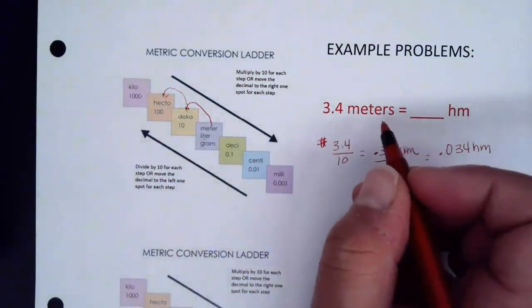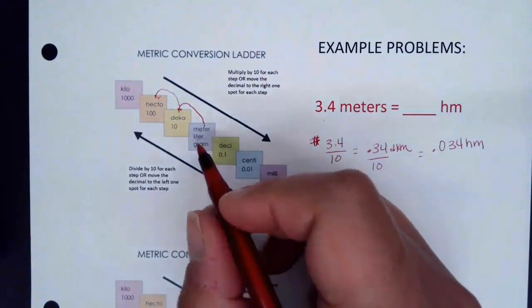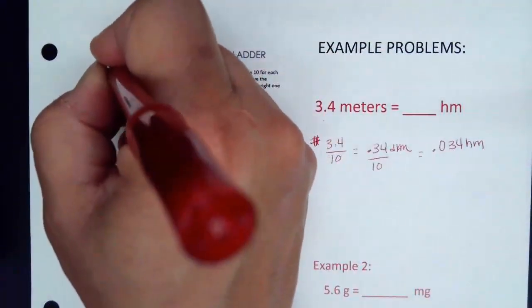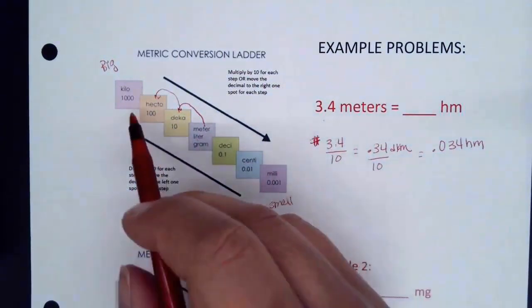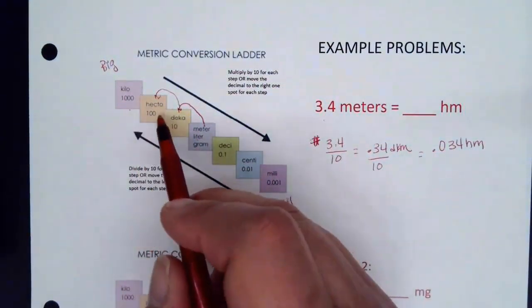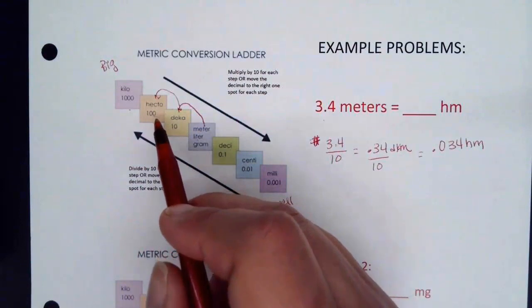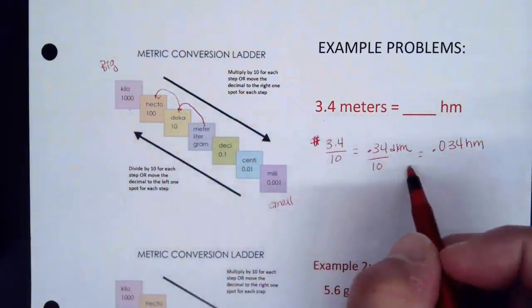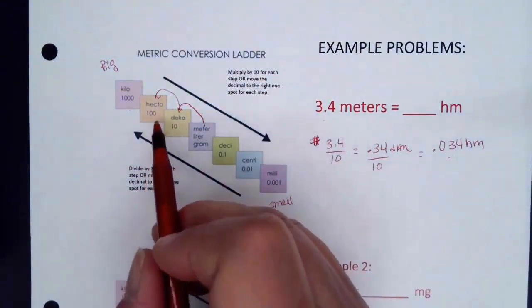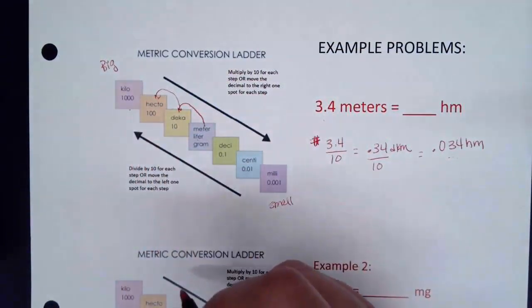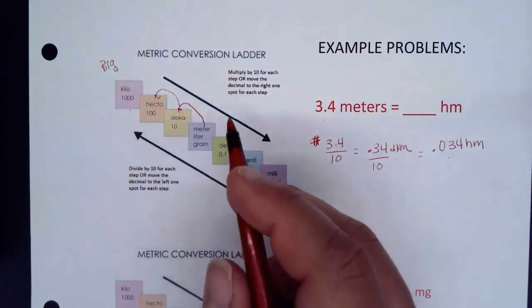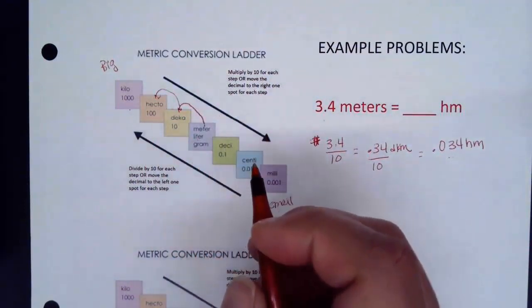3.4 meters, you know that meters, this is big here, right? And this is going to be smaller. So you know that meters is smaller than a kilometer, than a hectometer. So you know that this number, if you have 3.4, that there's going to be less of these in it than here, because these are bigger quantities. Now, if I was going down, I would multiply each one by 10.